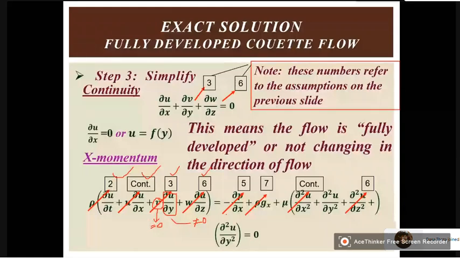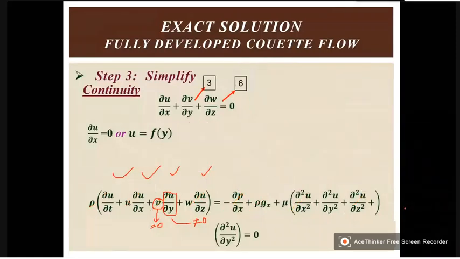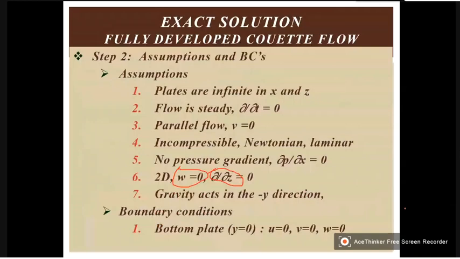Then coming to the right-hand side, dou p by dou x is equal to 0 by the fifth assumption. What is the fifth assumption? No pressure gradient. So therefore, this term also is 0.